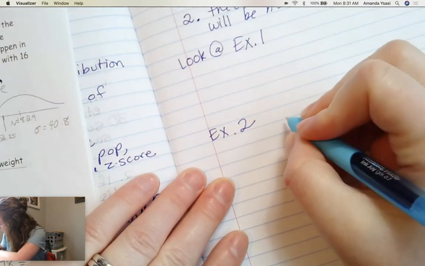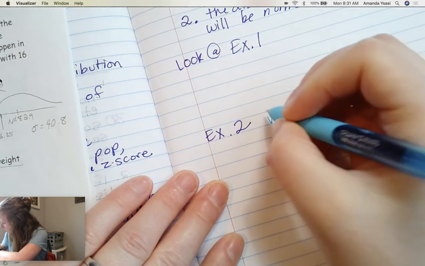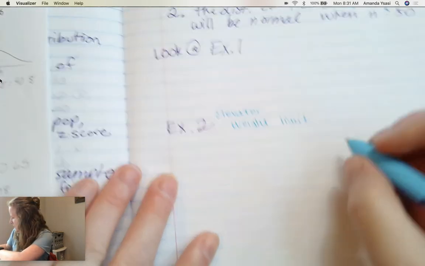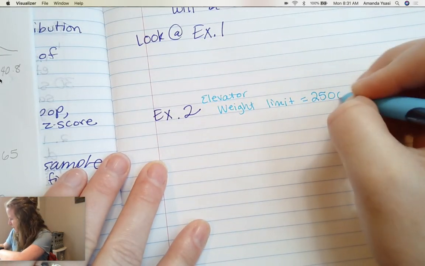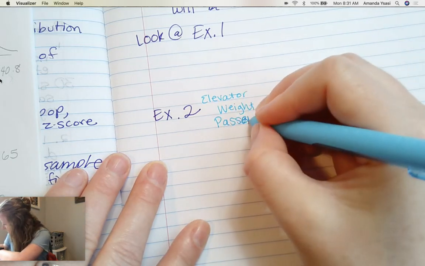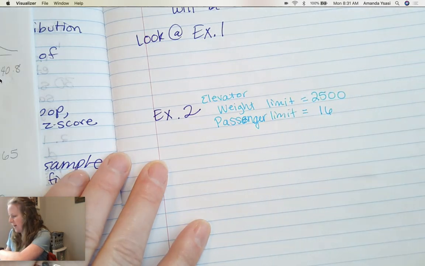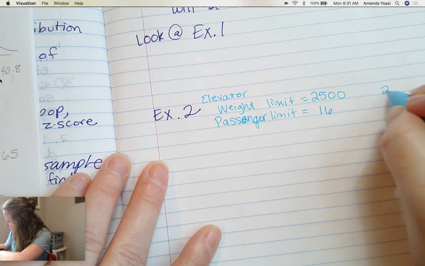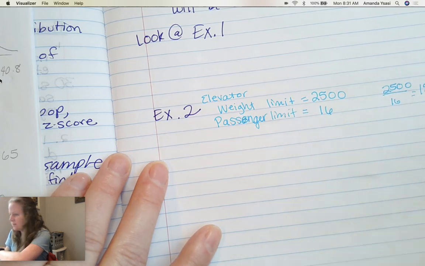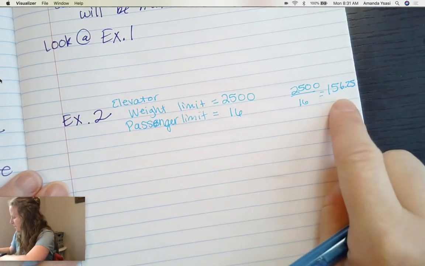So we are going to write elevator. Weight limit is the 2,500. The passenger limit is 16. So to find the mean, you would do 2,500 divided by 16, which is 156.25 pounds. So that's your loaded capacity.